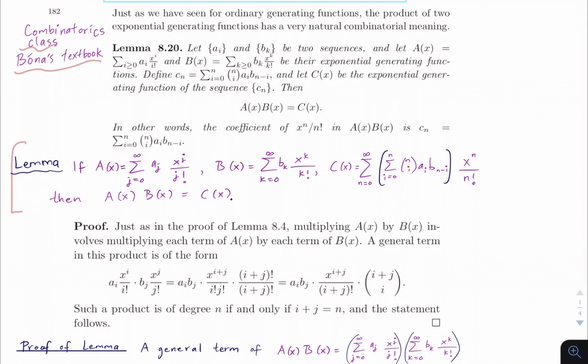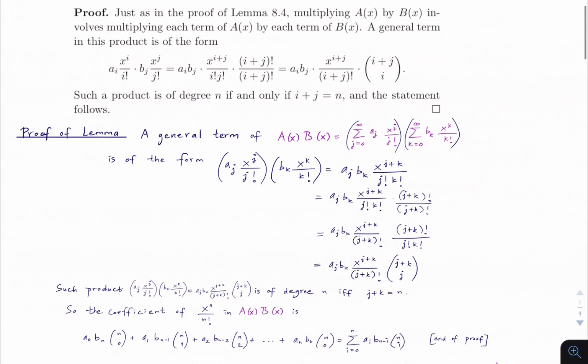So if I have two sequences, and I have their exponential generating functions, A and B, and I define another formal power series in this way, where the coefficient of x to the n over n factorial can be written in this way. The lemma says that A times B is equal to C.